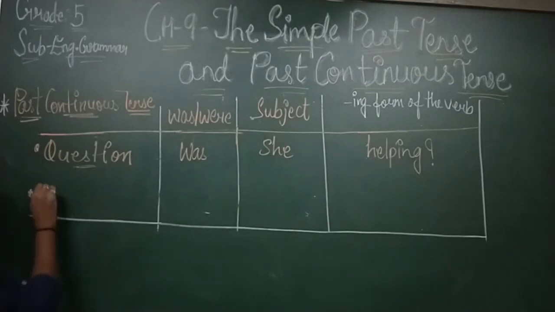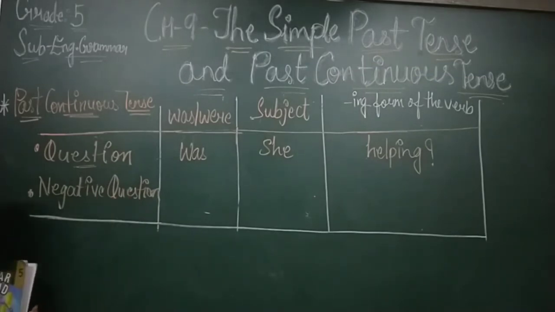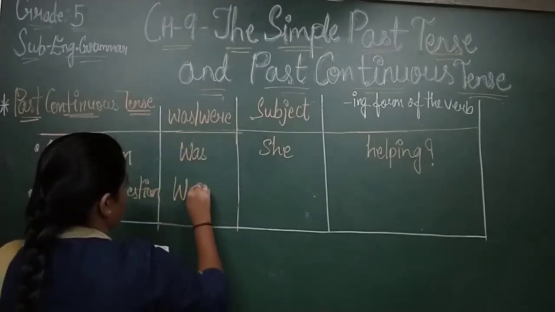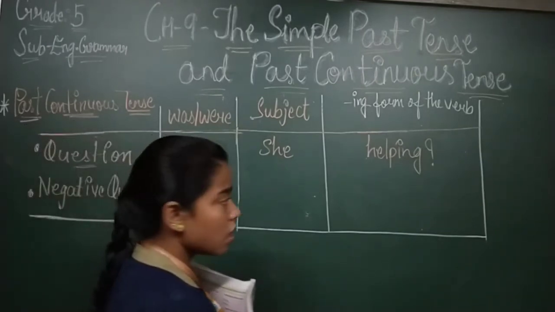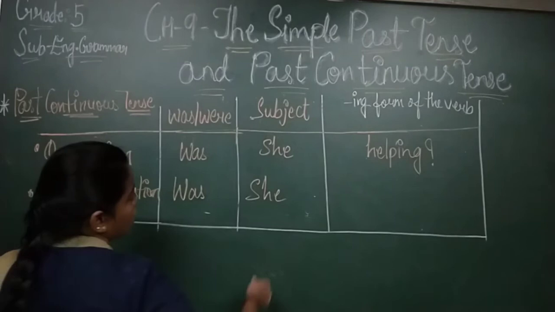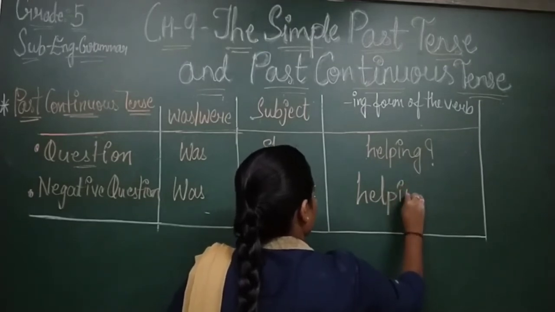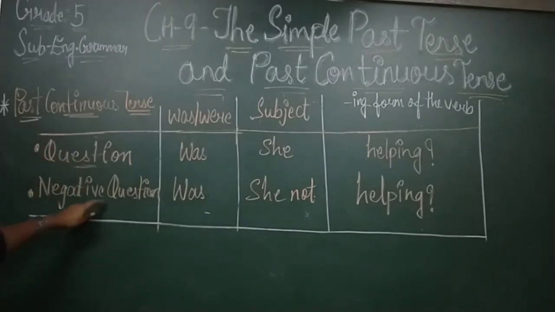Now next is negative question. Now here the negative question. So how I will use? Again my was where. I will use the was. Was she not helping? Yeah. So here the negative question form.